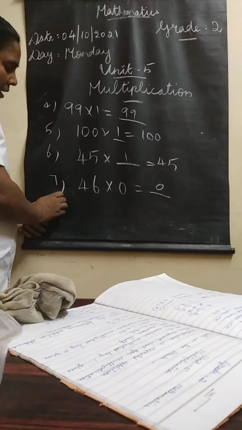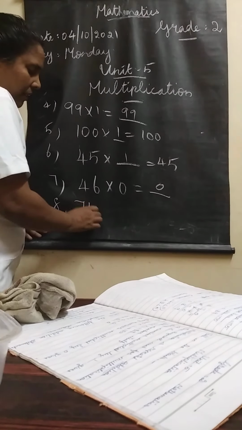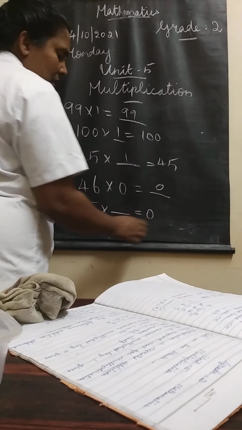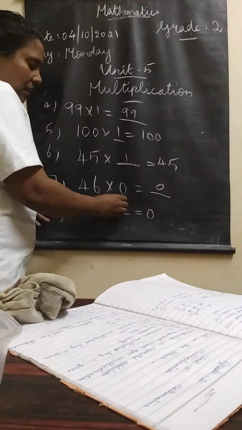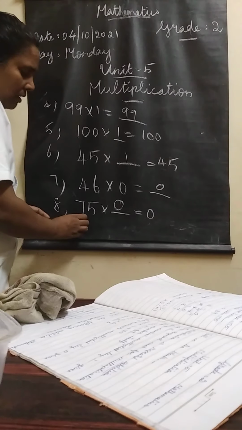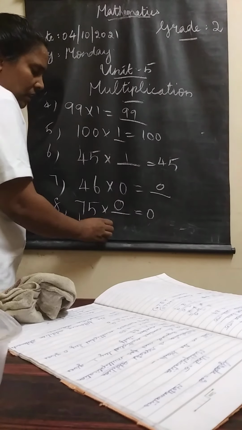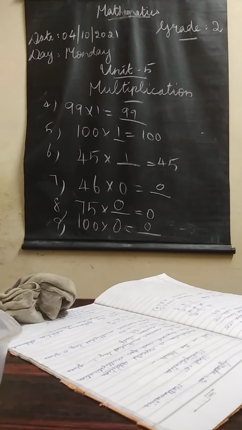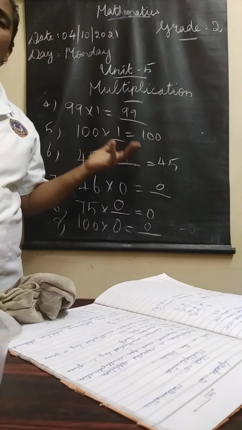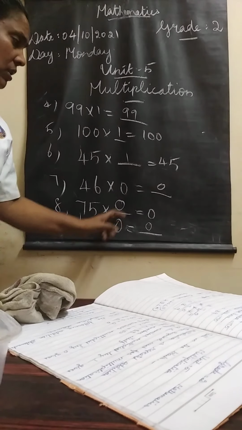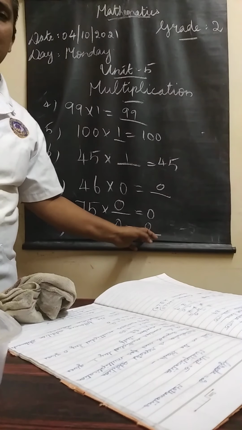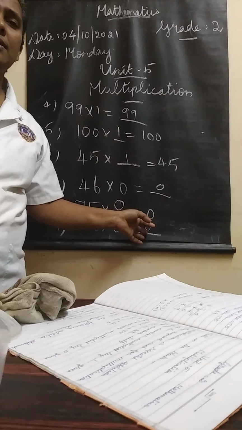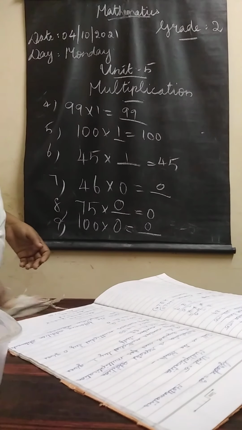Okay. This is another one. 75 into dash equal to 0. What will come here? 0. Okay. Listen to the next one. 100 into 0 equal to dash. What is the answer? 0. Okay. So, any number multiplied by 0 gives the answer as 0. Do you understand? Yes. Listen to the next Roman letter.